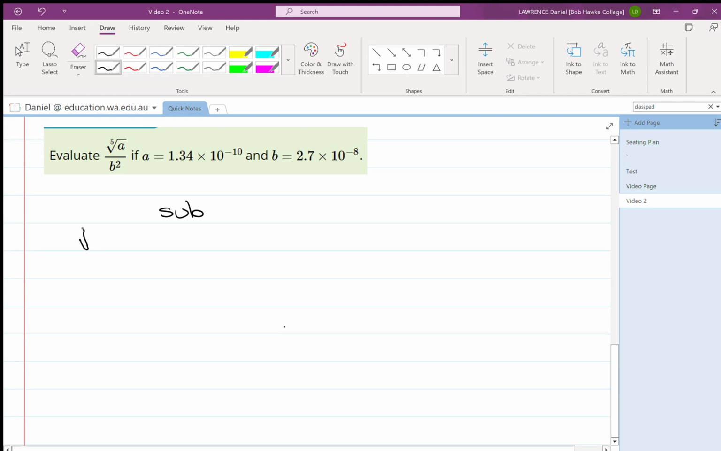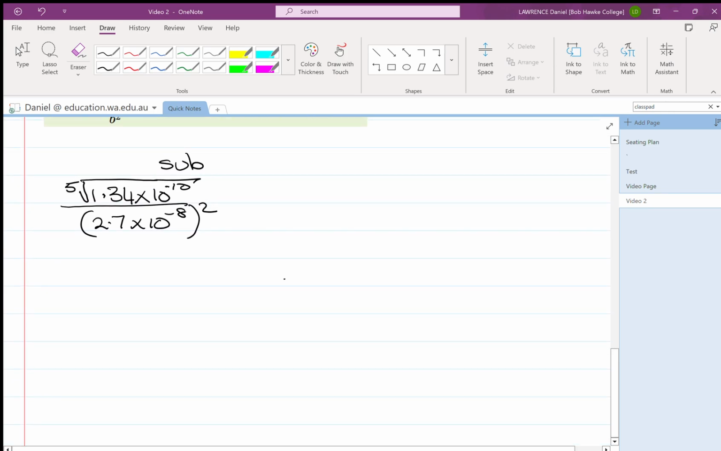Right, we know we have root 5 here. A is 1.34 times 10 to the power of negative 10, and that is all over B squared, and B is 2.7 times 10 to the negative 8, and that is all squared.